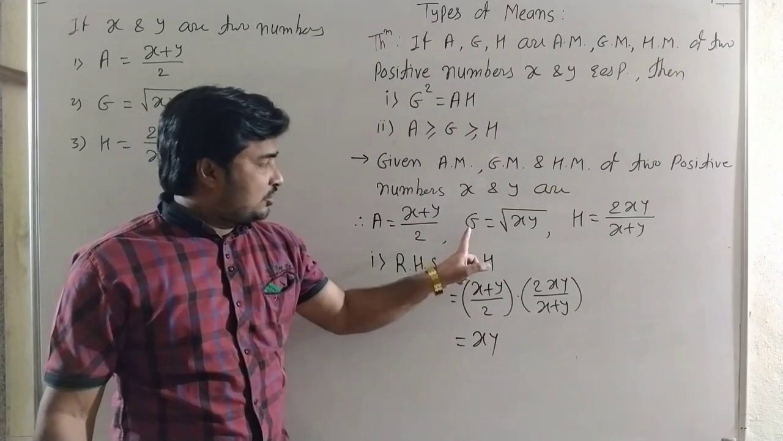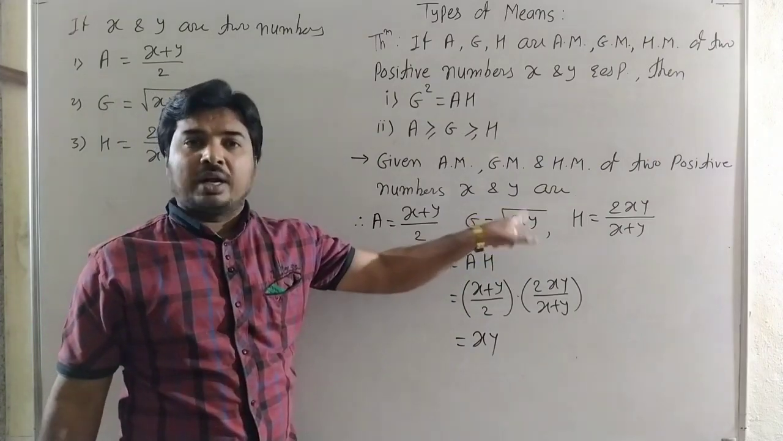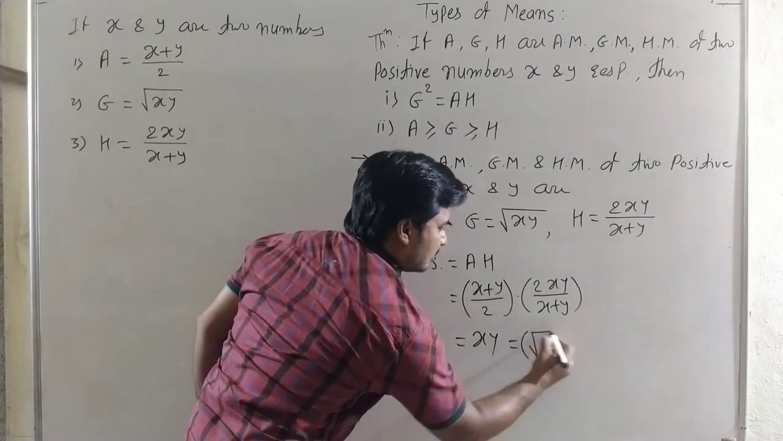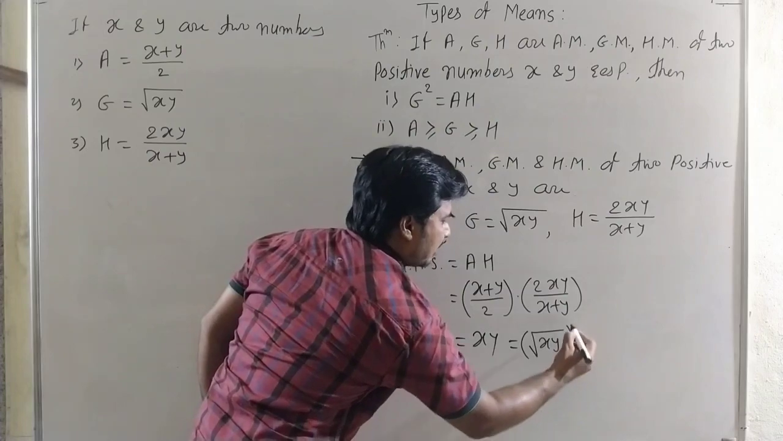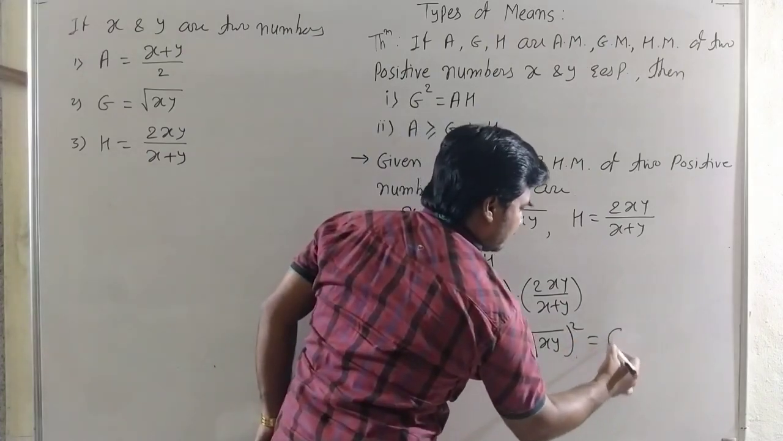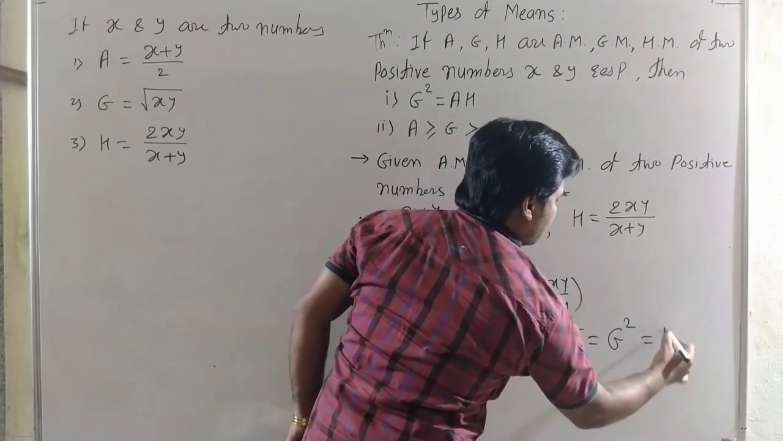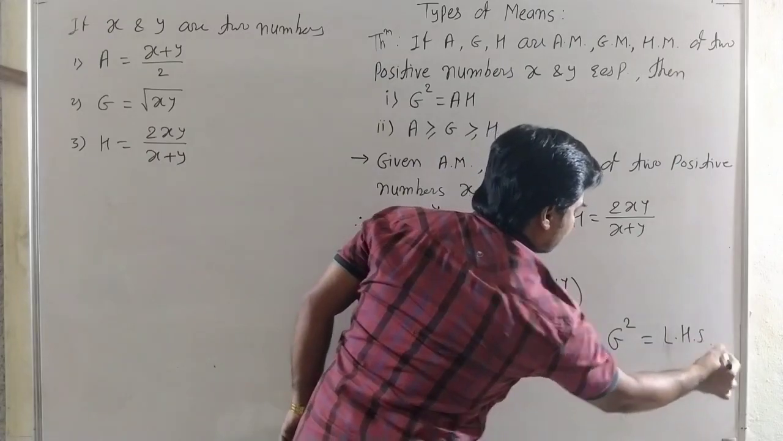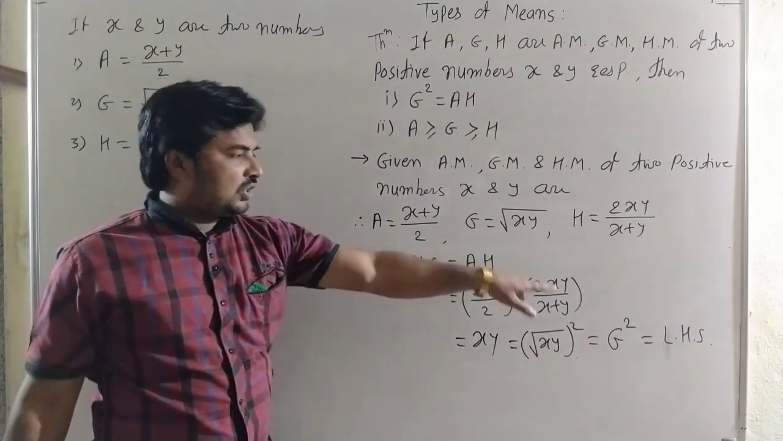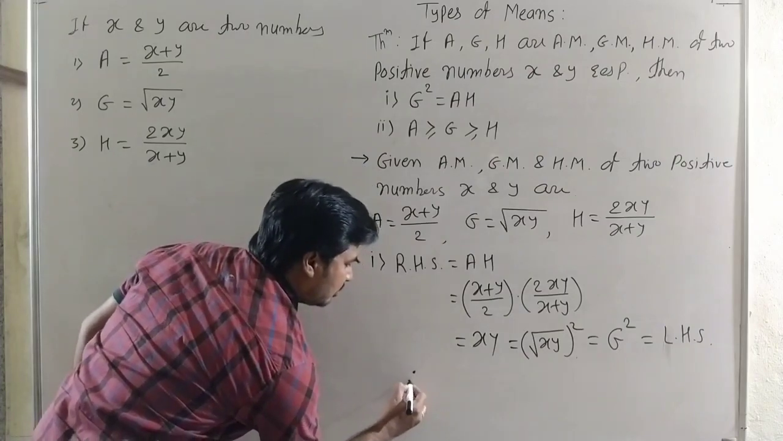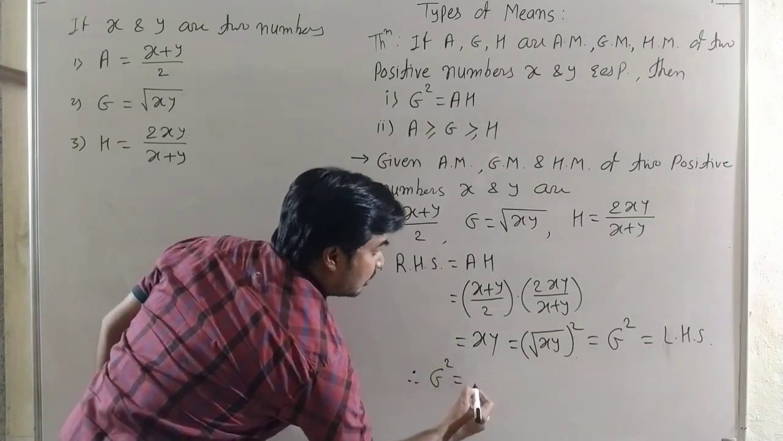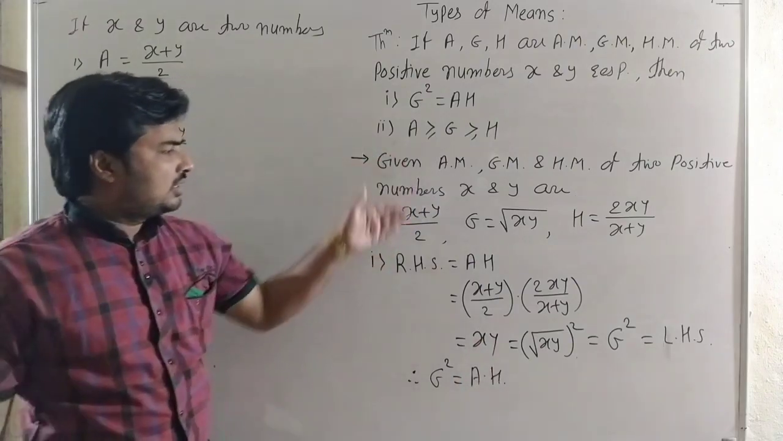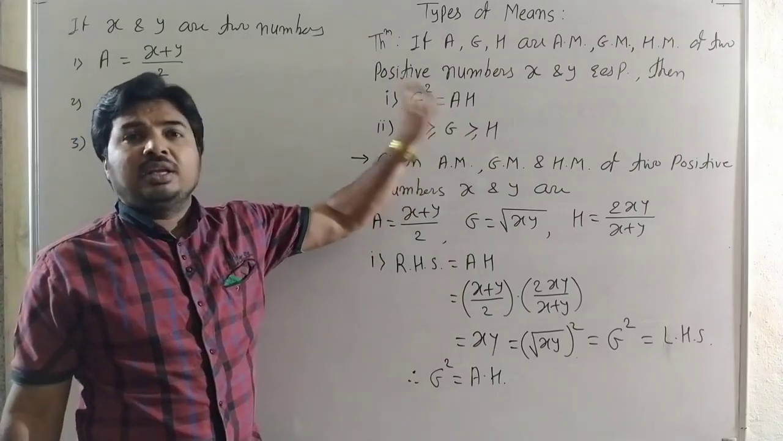And now the geometric mean is under root of x into y. So this x into y we can write as under root of xy whole square, that means xy, and it is G square and it is LHS. That means AH is equal to G square, and therefore the first result is G square is equal to A into H.